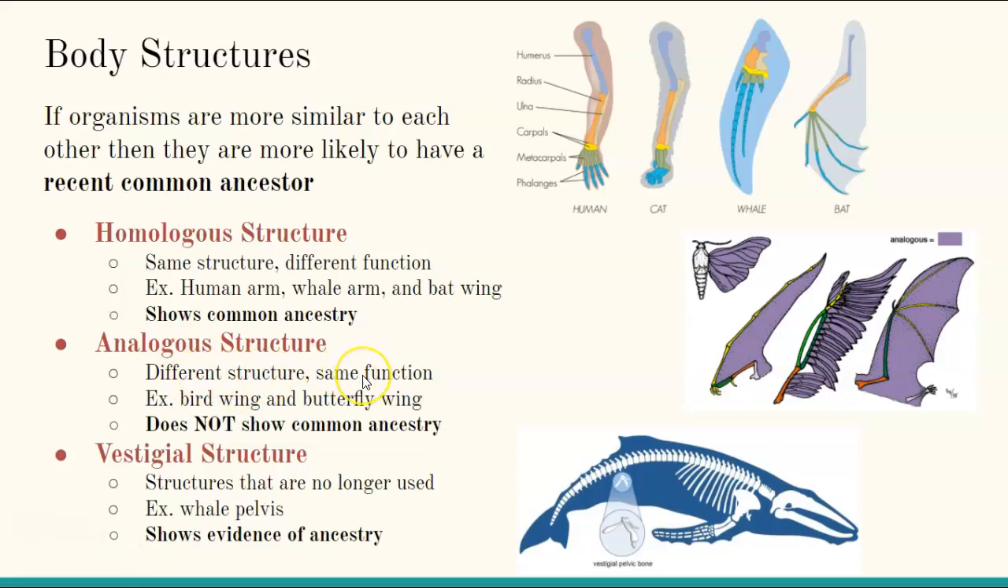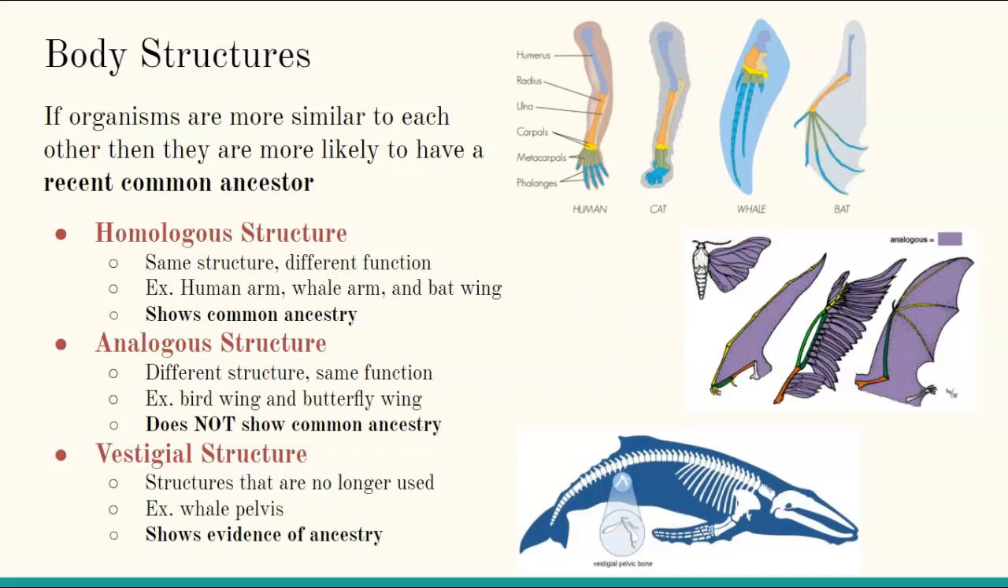And you can see this in bird wings and butterfly wings, right? The wings obviously do the same function. They make that organism fly, but they're not the same structure. Birds and bats have specific bones in them, but butterfly wings are just a membranous flap. They don't have all of the bones in them, so although they do the same thing, they are not showing common ancestry because they have a totally different structure.